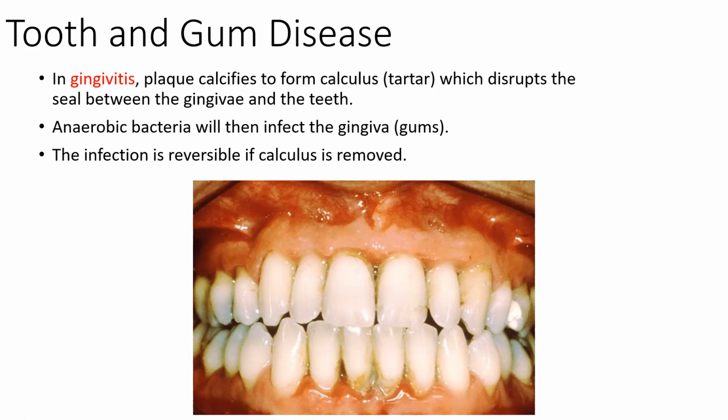We break down the barrier between the gum and the tooth. Bacteria get into this area between the gum and the tooth, and it tends to thrive there because of the tartar that has accumulated. The plaque that has formed, the bacteria and the food and the waste product and everything else, calcifies. It forms tartar, breaks the seal, bacteria move in. We inflame the gums. It hurts to brush our teeth.